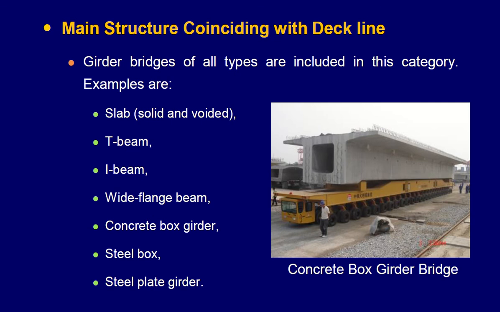The third one is when the main structure coincides with the deck line. Girder bridges of all types are included in this category. So first one was arch bridges, second one was suspension and through bridges and cable stayed, and third one is all the girder bridges, right? Where examples are slab, T-beam, I-beam, wide flange beam, concrete box girder, steel box, steel plate girder, all lie in this category of main structure coinciding with the deck line, right?